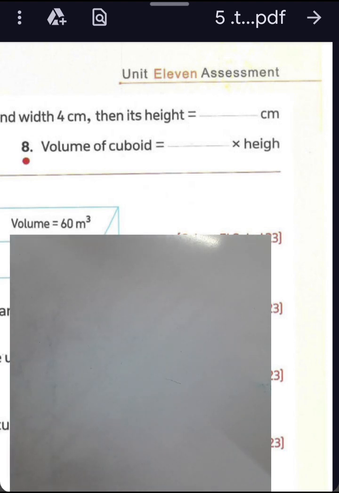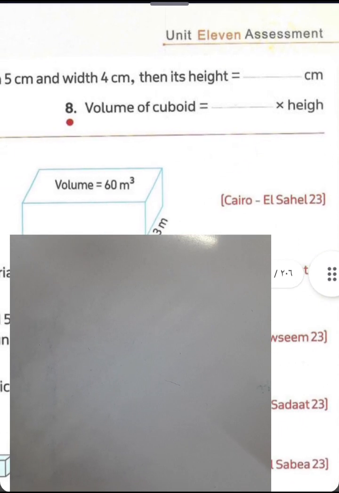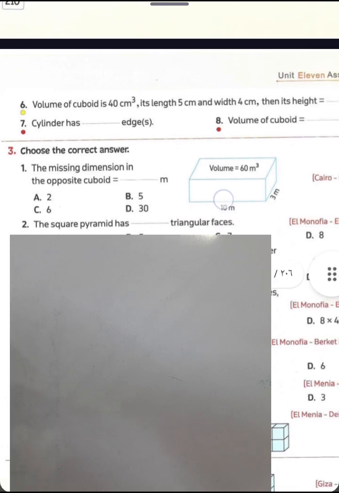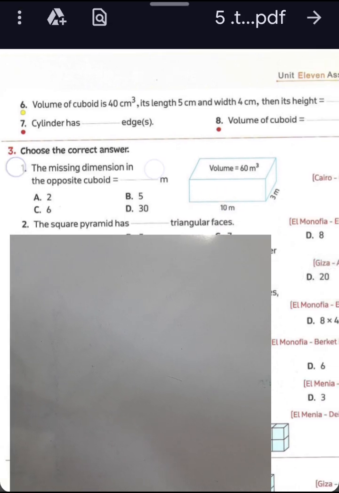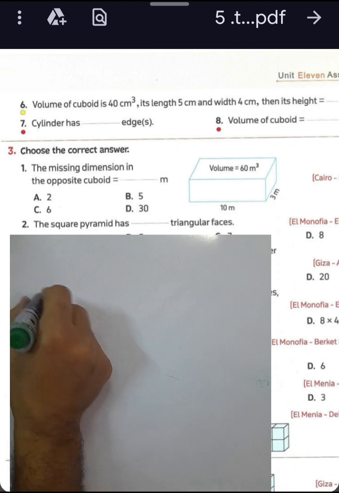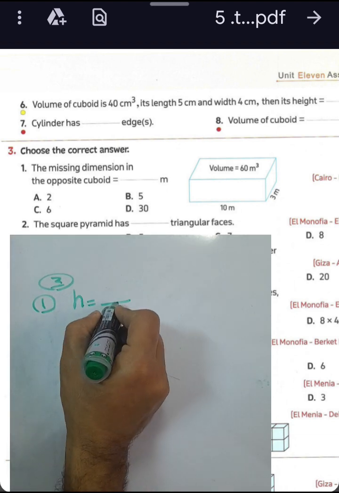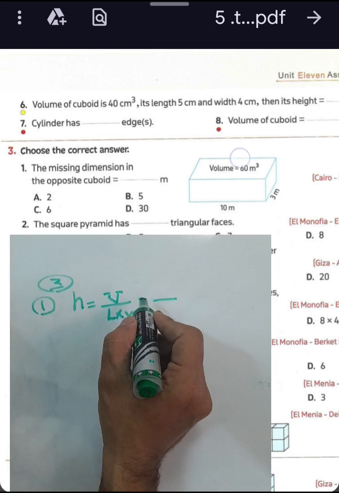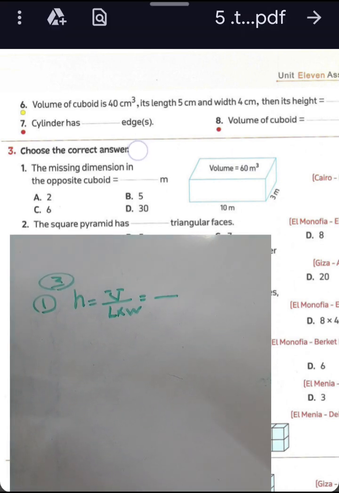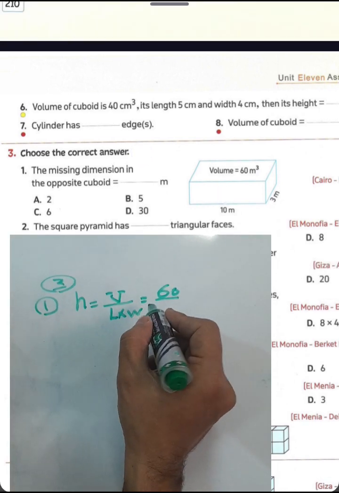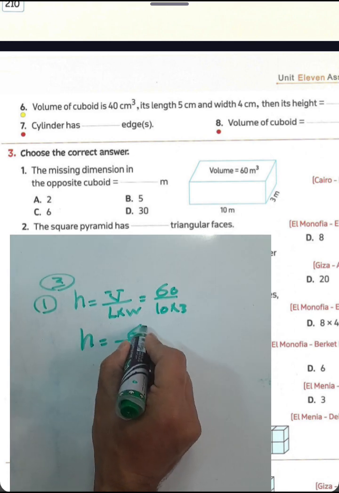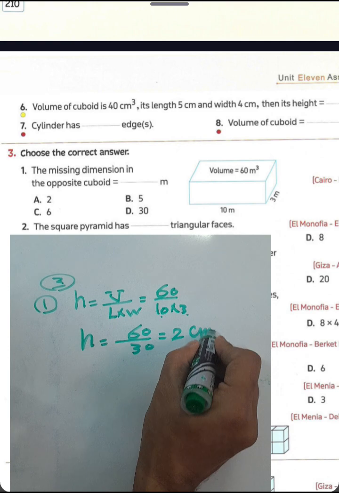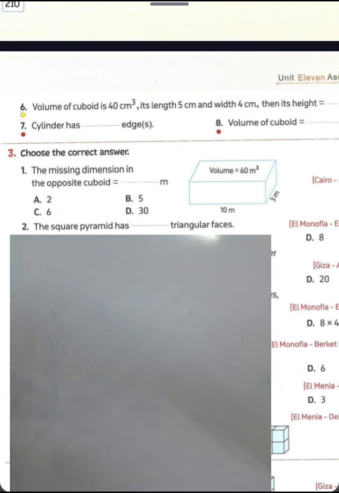Next question, number 3. Choose the correct answer. The missing dimension in the opposite cuboid is what? We can find the missing dimension, the height, by dividing the volume by length times width. If you want to find the height, the height equals volume over length times width. The volume was 60 cubic centimeters. 60 over length times width, 10 times 3. The height equals 60 over 3 times 10, which is 2 centimeters. This is the height. Question number 2.